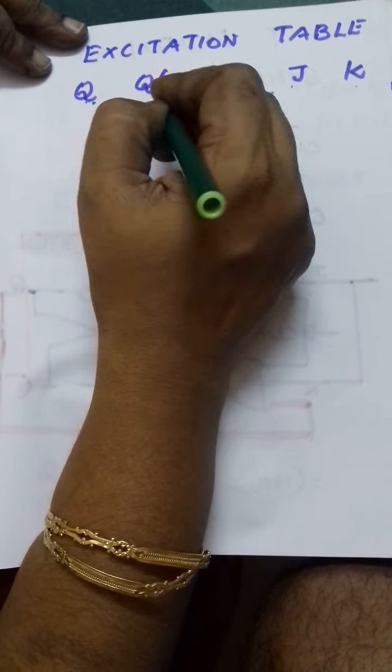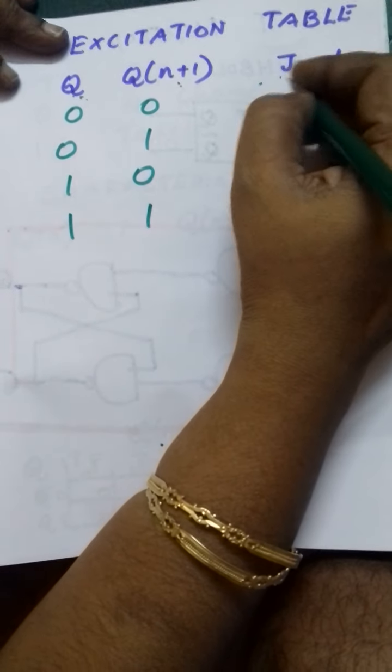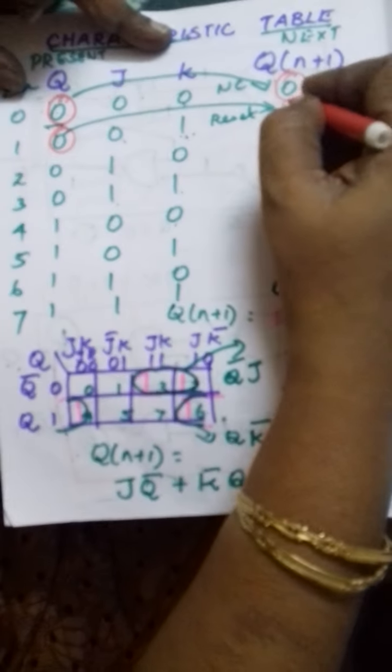Okay, so now let us start with the table which is called the excitation table. It is the same as your characteristics table, only with some changes. That is Q, Qn plus 1, then you should write JK. So what are the possible combinations of Q and Qn plus 1? Maybe 0 0, 0 1, 1 0, 1 1. Now for this you should write down the value of J and K. So now come over here. Okay, look at the conditions where Q is 0 and Q of n plus 1 is 0. Q is 0 and Q of n plus 1 is again 0.